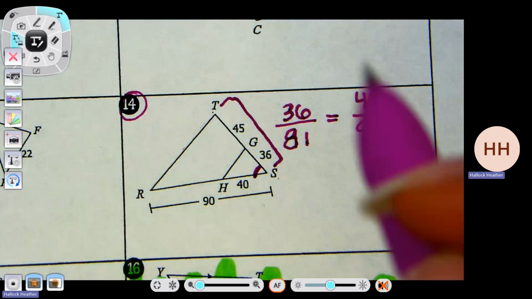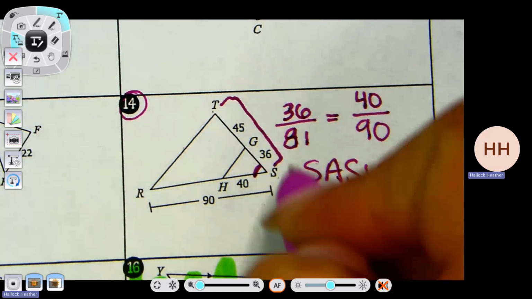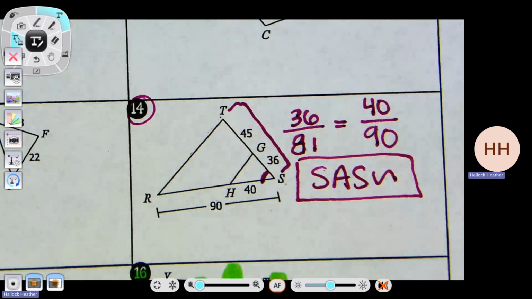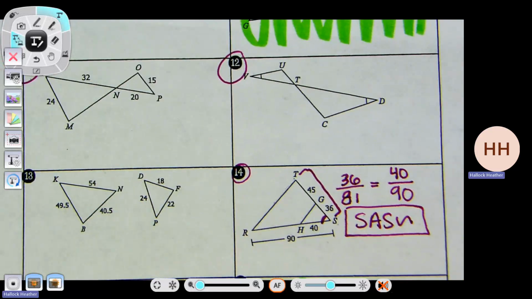Okay, so then we're going to say side angle side, similarity. That's it. Okay. Let's go to number... Now we'll do it on the back. We're going to do the triangle thing on the back. So let's go to number 12.